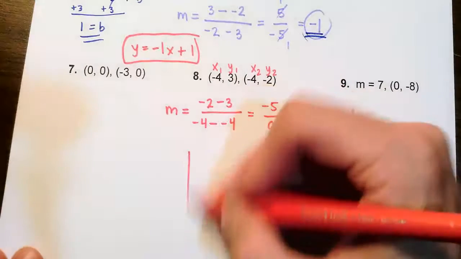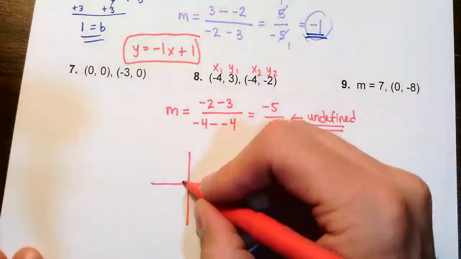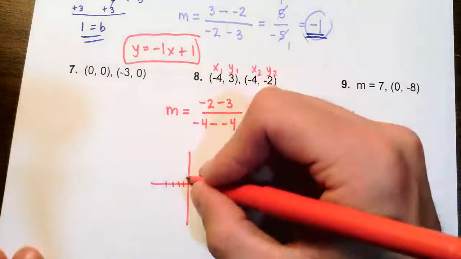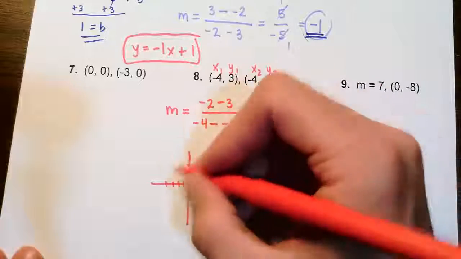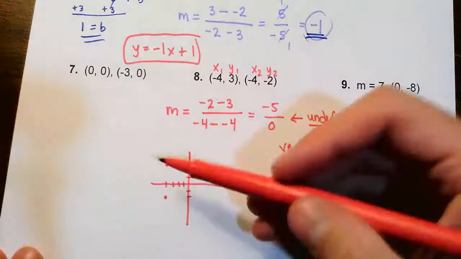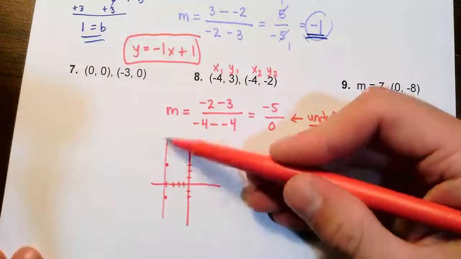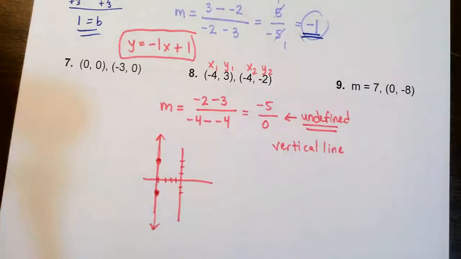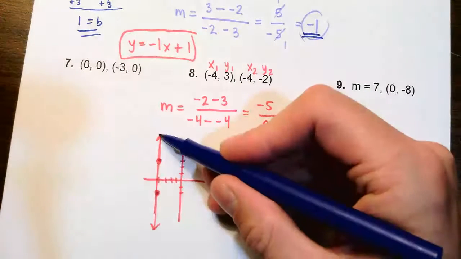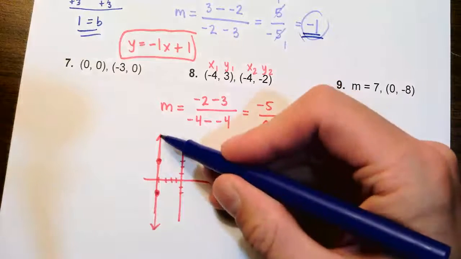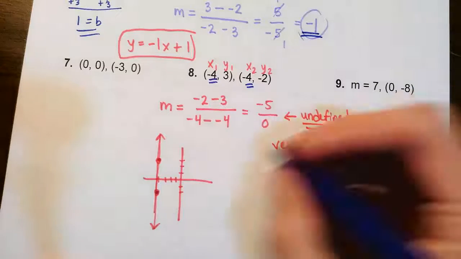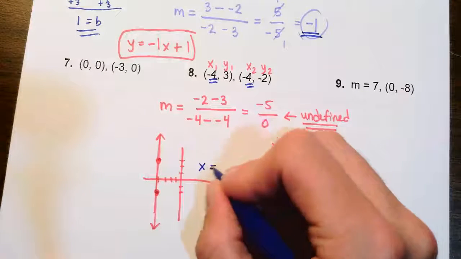If we look at these 2 points on a little graph here, they both have an x-coordinate of negative 4, and one of them is up at 3 and one of them is down at negative 2. If we graph both of these points, you can see the line that goes through those is right here. It's a vertical line. The way we write the equation of a vertical line is that every single point on this line has a constant x-coordinate, which is negative 4. So we write the equation of this line as x equals negative 4.